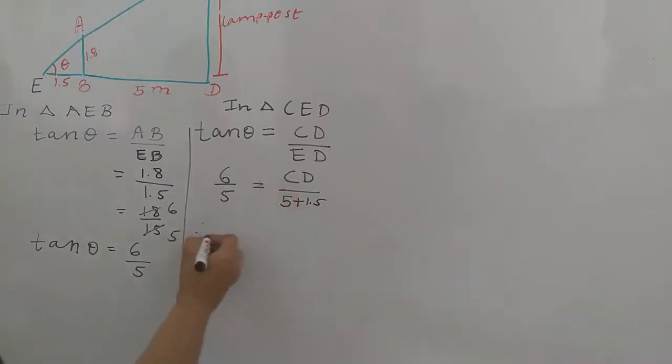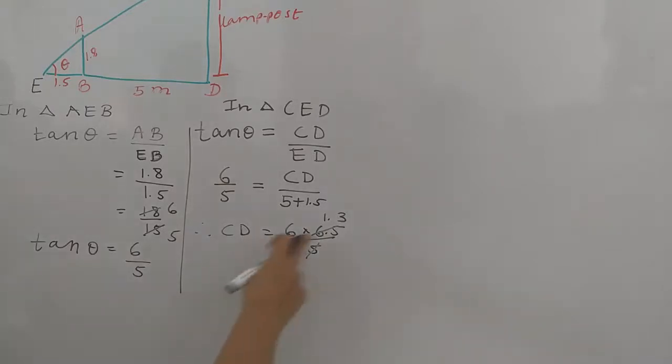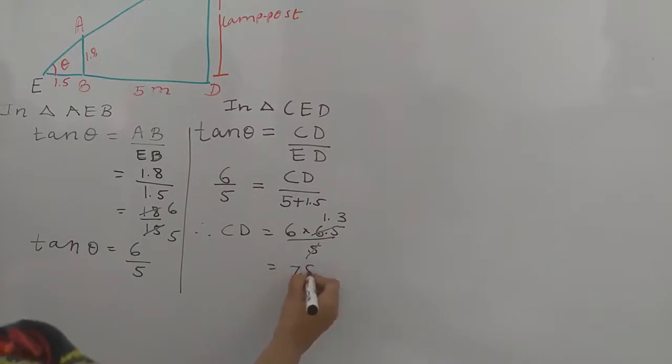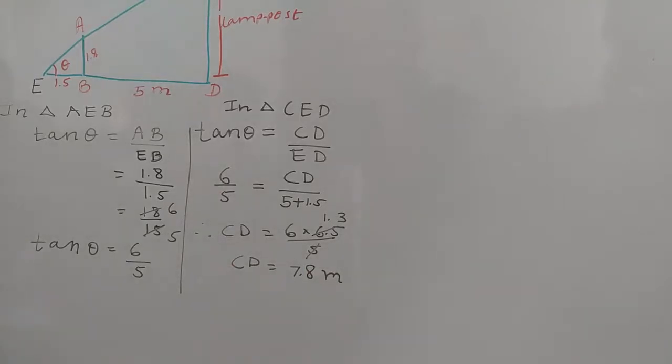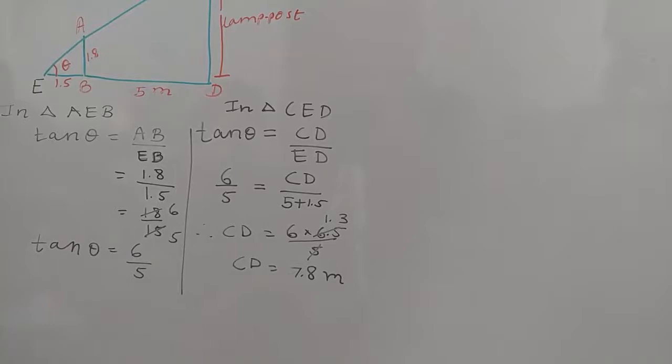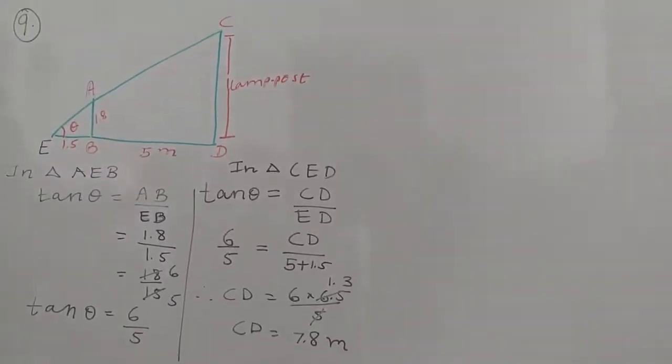So now to get our CD value, I take this 6.5 in the numerator and divide by 5. So this will be 1.3 by cancellation, 13 5s are, and now calculating here we get 7.8 meter, which is the length of our lamp post. So the value of lamp post CD is 7.8 meter. So this way we can calculate question number 9. You see the figure here.